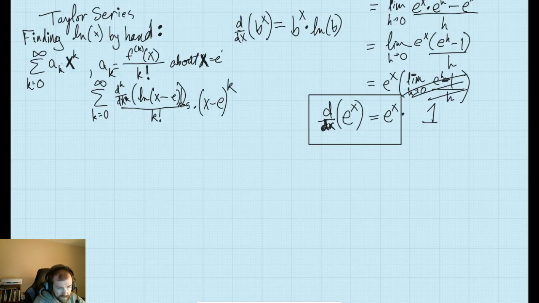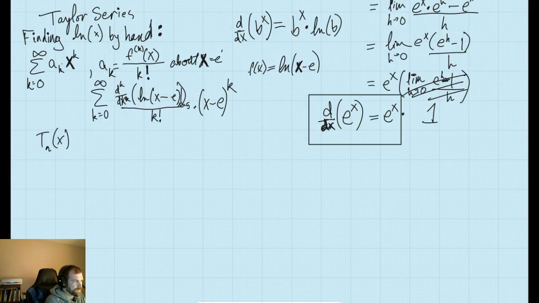At this point, the Taylor series for particular terms is going to be equal to f of x. We're doing it in general first. Right, f of x is equal to the natural log of x minus e. I don't think anybody's going to care. Somebody's going to come in and yell at me, it's fine. If anybody does have any questions, please interrupt me.